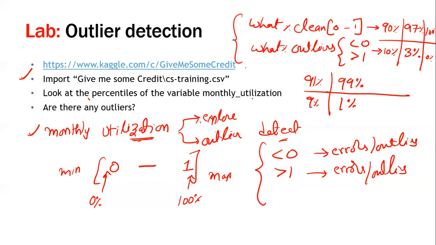Any distinct answer, please let me know. I'm sure you are looking at the output coming to this conclusion. You are not guessing it, isn't it? All of you are looking at the output, doing all the necessary work. 95% are clean, 5% are outliers.